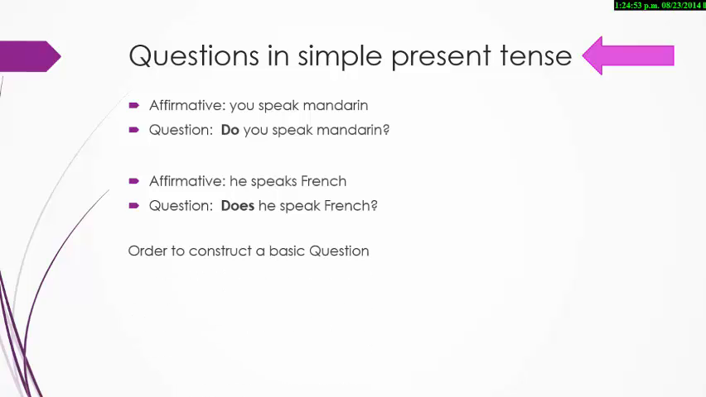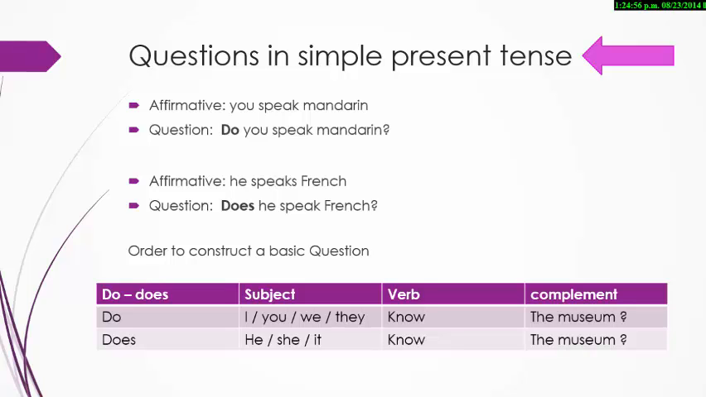In order to construct a basic question: do or does, subject, verb, and complement. You will see that we add do at the beginning of the affirmative sentence to make it a question. We use do when the subject is I, you, we, or they. When the subject is he, she, or it, we add does at the beginning to make the affirmative sentence a question. Notice that the letter s at the end of the verb in the affirmative sentence disappears in the question.